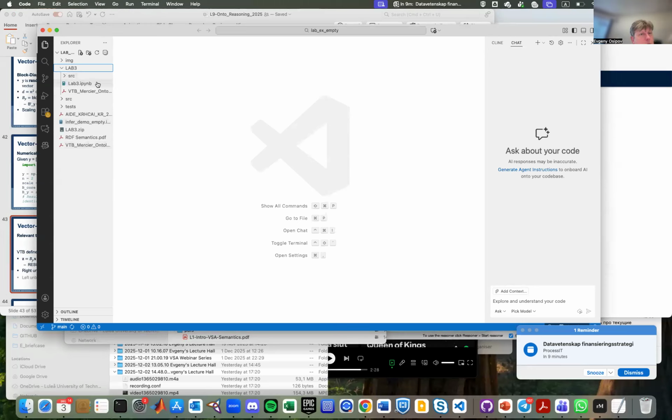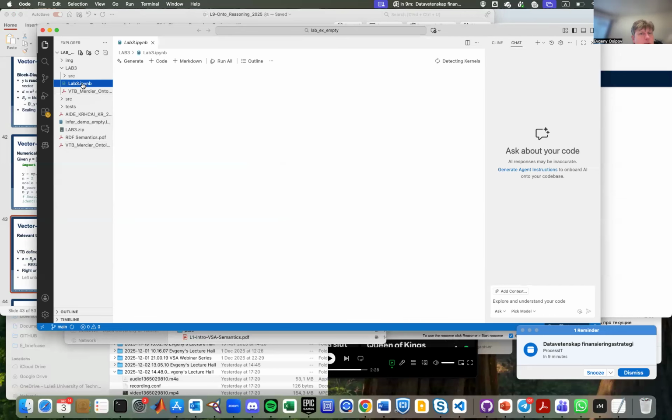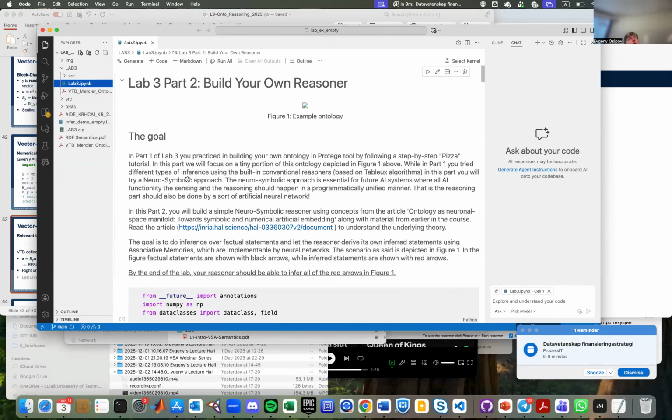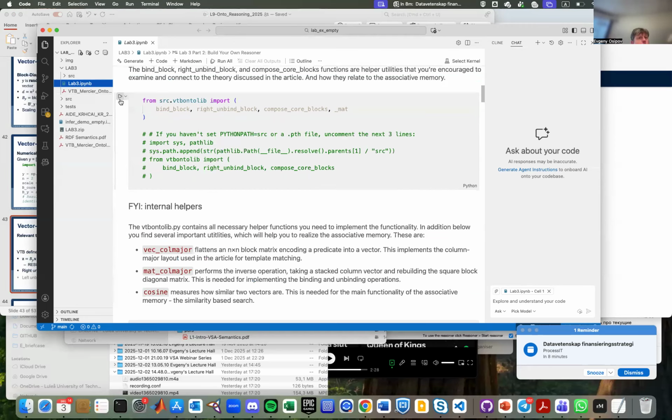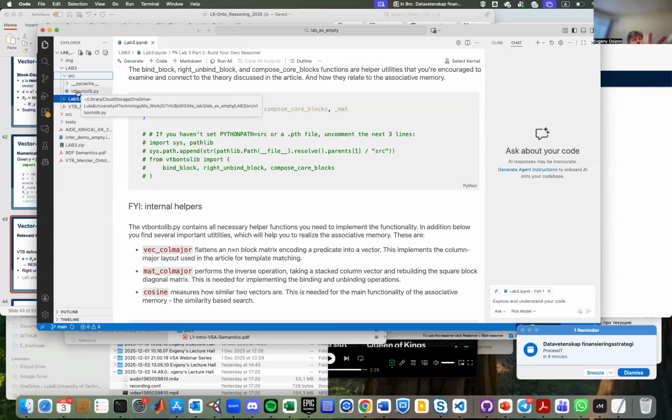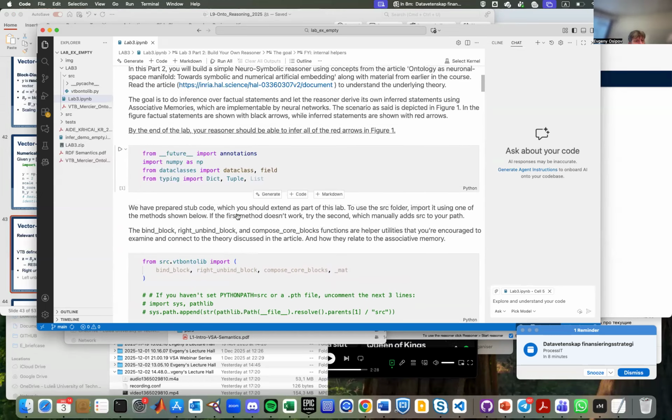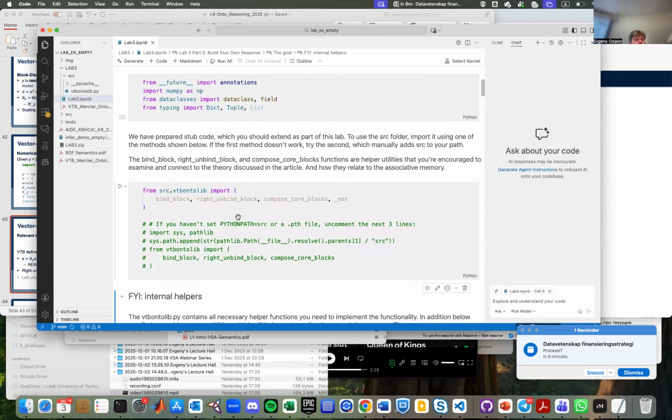Lab 3, yeah, this one. So what you are given is a stub code, a Jupyter notebook, which uses in turn a library, so the methods for this matrix vector multiplication and manipulation in the SRC folder. So I want you to, again, read the paper and implement the major steps.